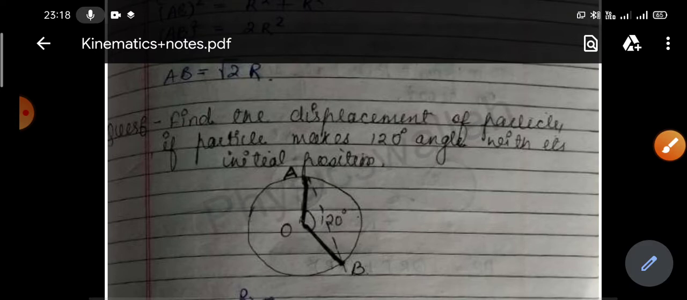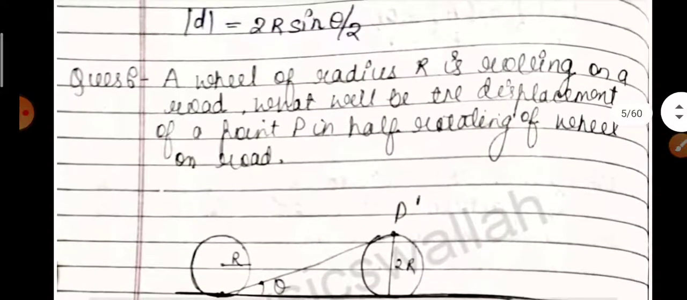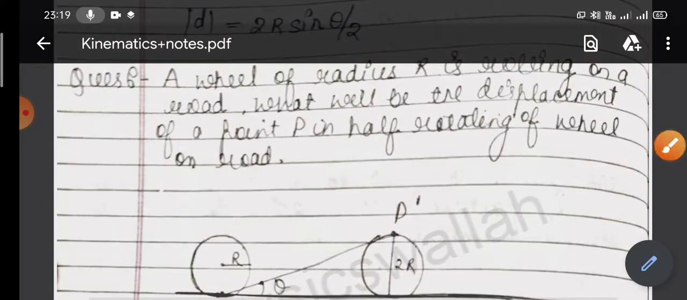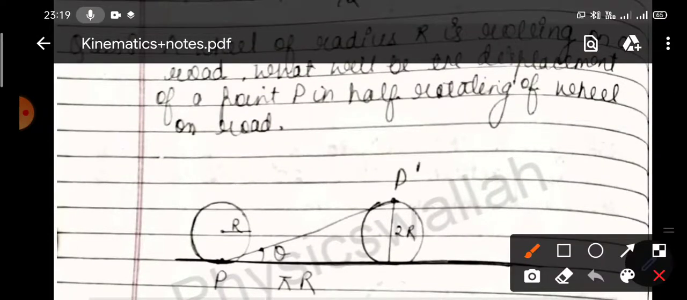Okay, now skip this one for now. The next question is, a wheel of radius r is rolling on a road. What will be the displacement of point P in half rotation of the wheel on the road? Suppose this is your road, this is your point P, correct?